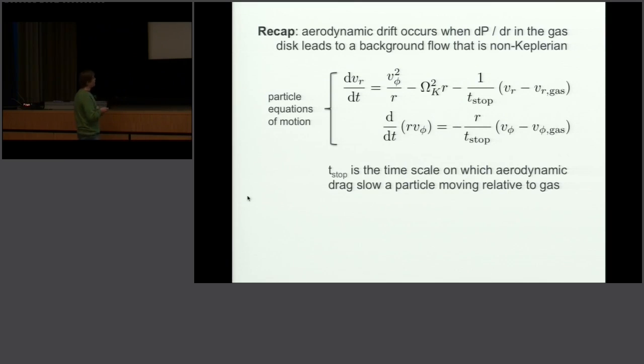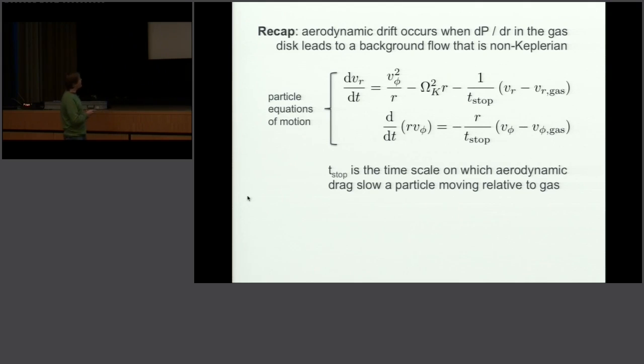Okay, so let's first of all think about this aerodynamic drift term that leads to radial drift. So we've heard quite a lot about this already this week, but I don't think we've actually written down the actual equations that we use to derive that. So let me first just mention that.